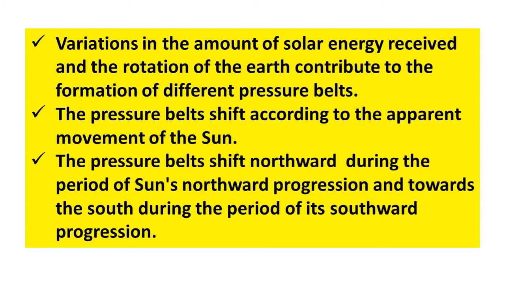Variations in the amount of solar energy received and the rotation of the earth contribute to the formation of different pressure belts. The pressure belt shifts according to the apparent movement of the sun. The pressure belt shifts northward during the period of the sun's northward progression and towards the south during the period of its southward progression.